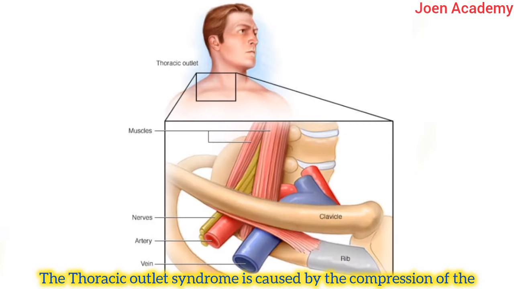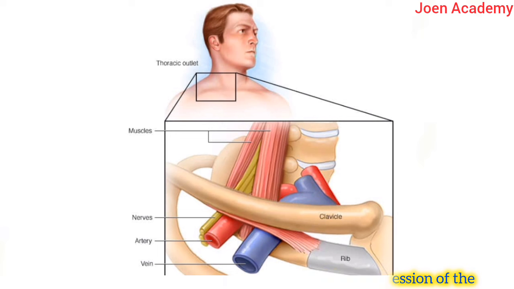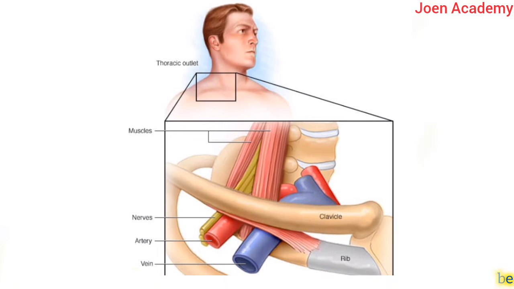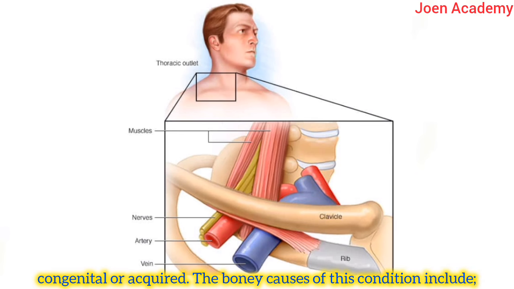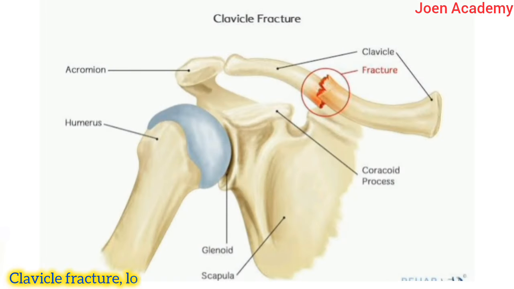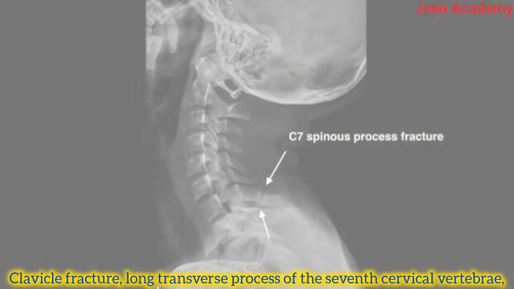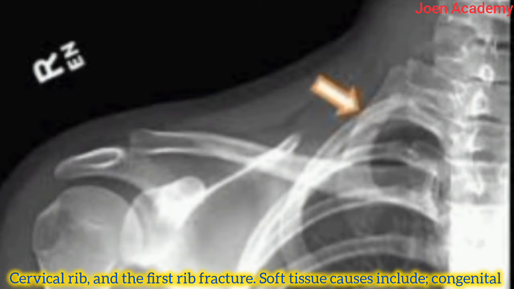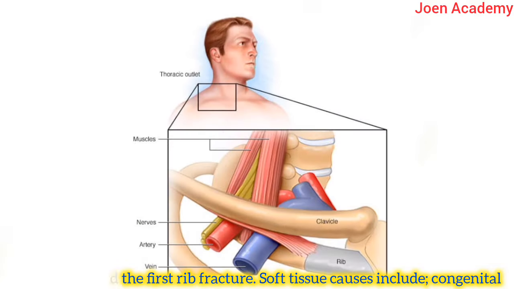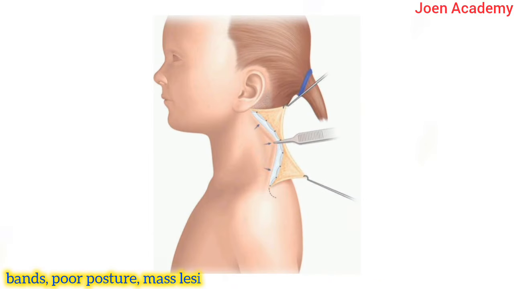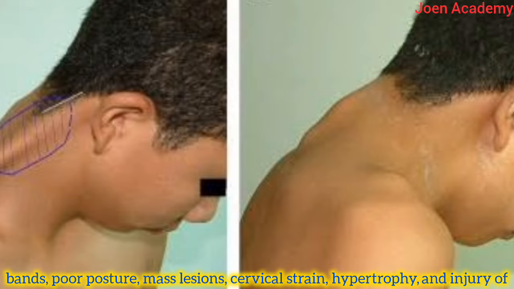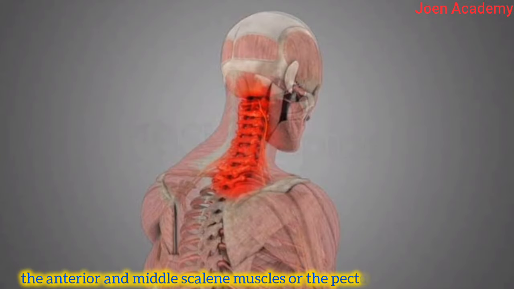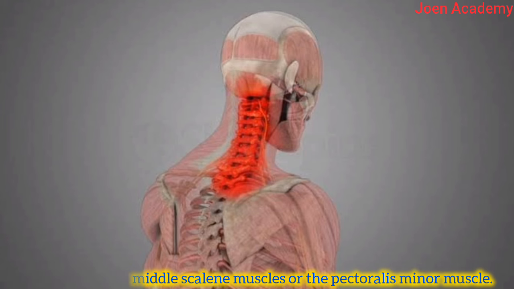Thoracic outlet syndrome is caused by the compression of the neurovascular structures in the cervicoaxillary region. This condition may be congenital or acquired. The bony causes of this condition include clavicle fracture, long transverse process of the 7th cervical vertebra, cervical rib, and the first rib fracture. Soft tissue causes include congenital bands, poor posture, mass lesion, cervical strain, hypertrophy, and injury of the anterior and middle scalene muscles or the pectoralis minor muscle.